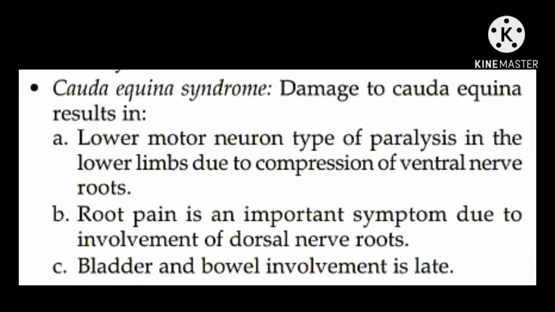Coming to the next syndrome, Cauda equina syndrome is due to the damage to Cauda equina. It results in the lower motor neuron type of paralysis in the lower limbs due to the compression of ventral nerve roots. Next point, root pain is an important symptom due to the involvement of dorsal nerve roots. Next point, bladder and bowel involvement is late.